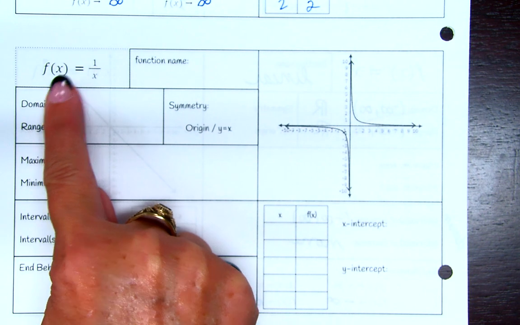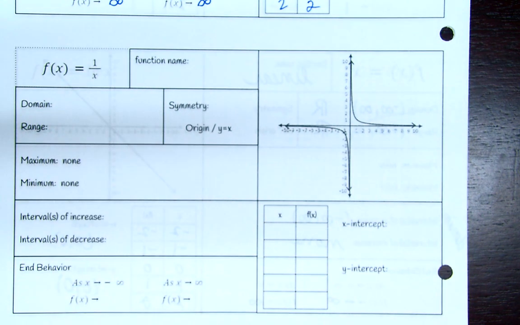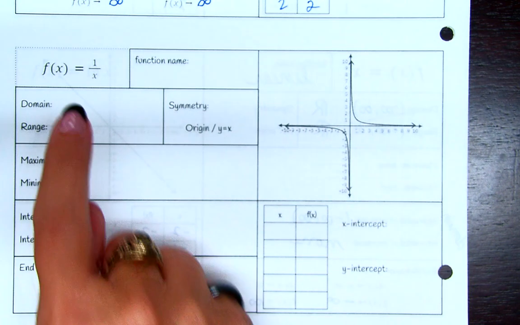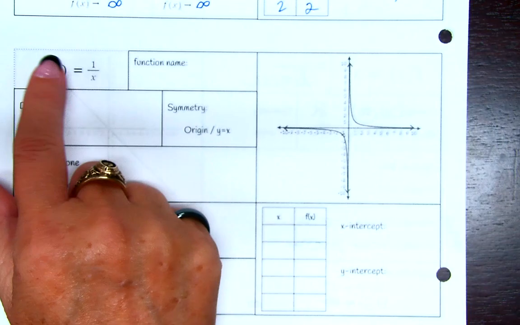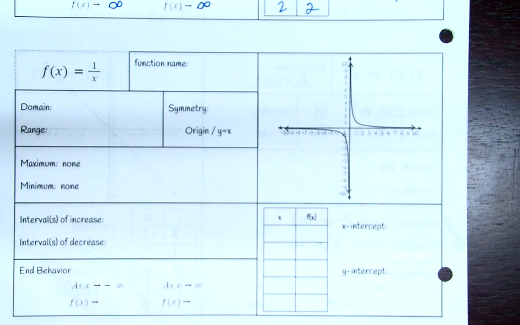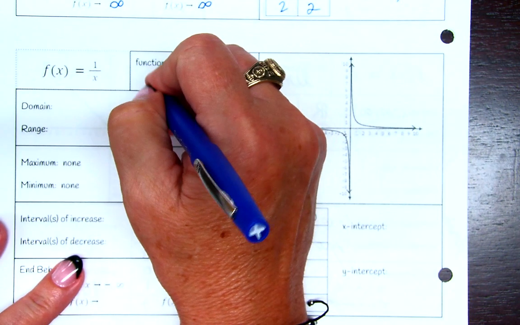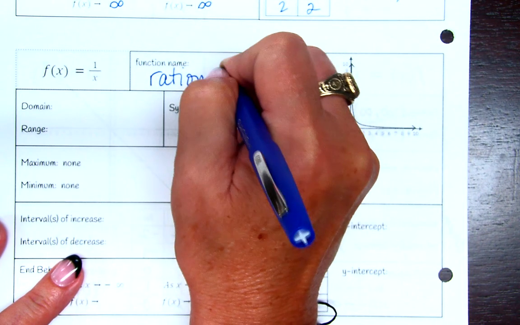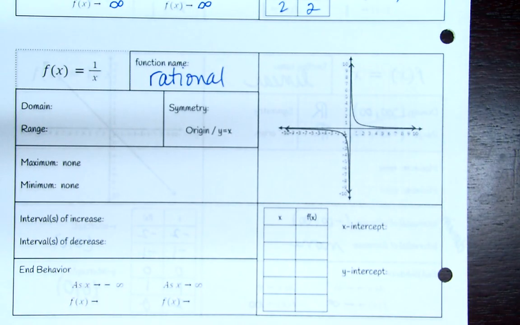F of x or y equals 1 over x. So visually, if you look with your eyeballs, what does this function right here, not the graph, what does this function look like to you? A number over another number? What does that look like? A fraction, right? What's another word for fraction that starts with an R? Ratio, right? Do you know that? Guess what this graph is called? It's called rational. It's a ratio. One number divided by another number. Okay?